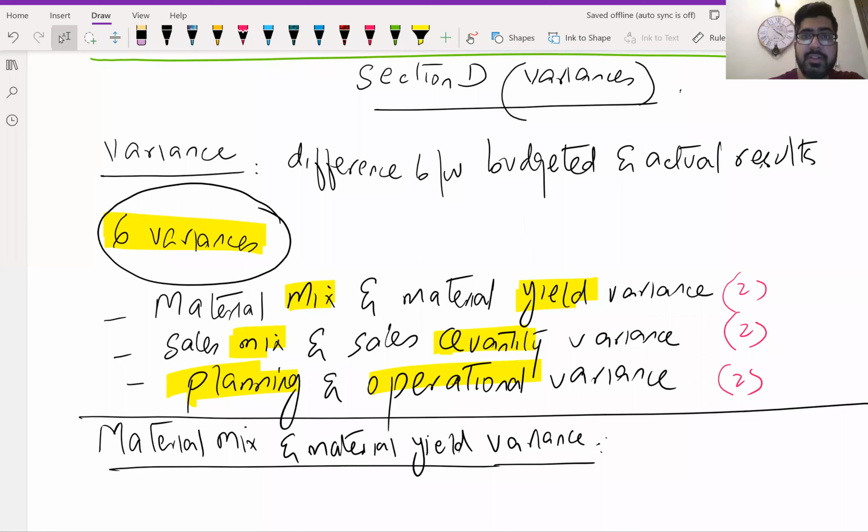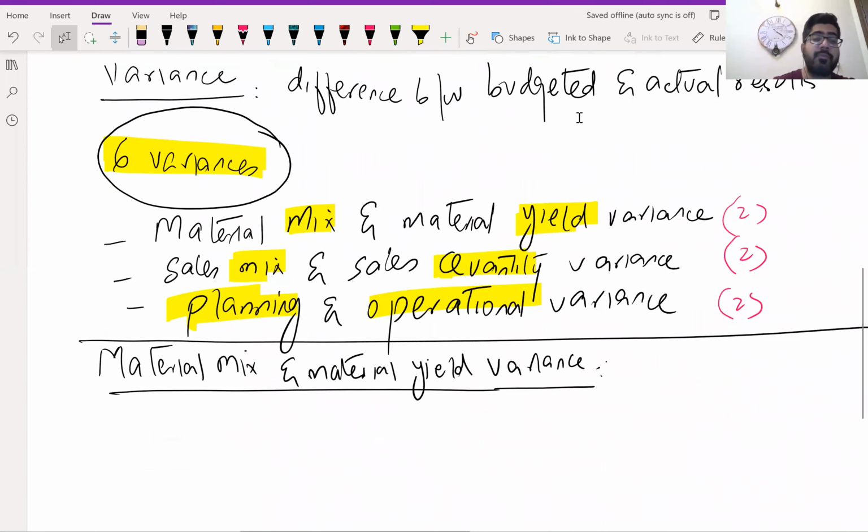You have all heard in your previous papers that variance is basically the difference between budgeted and actual results. And we have to study 6 variances. The first two we are discussing are material mix and material yield variance. Now, firstly, before calculating them, what are they?